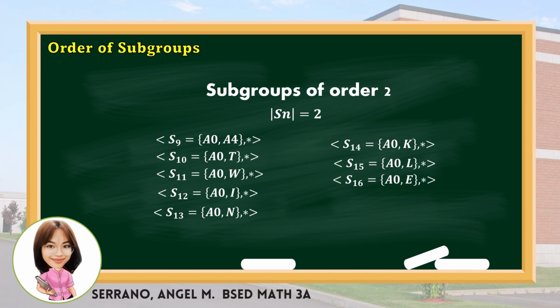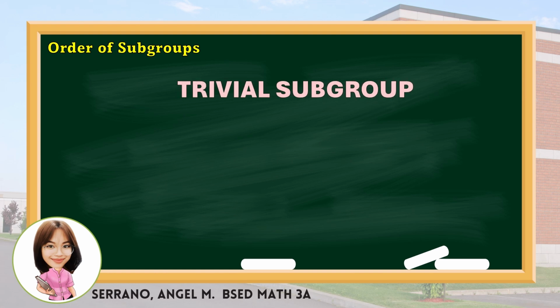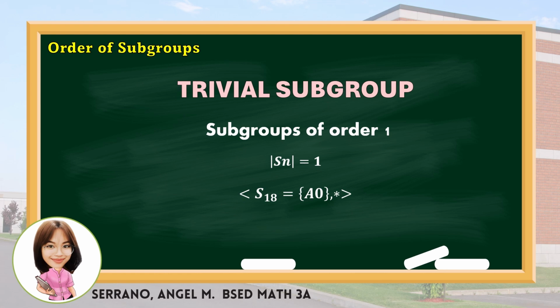The group S sub 16 contains the elements A0 and E, and the group S sub 17 contains the elements A0 and R under binary operation star. So these are all the subgroups of order 2 since all of these subgroups contain a total of 2 elements. And then lastly, we have the trivial subgroup. The trivial subgroup is the subgroup of order 1 since it contains only one element, which is the identity element A0.